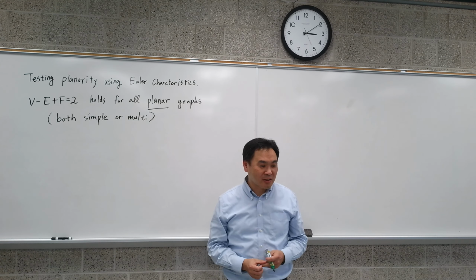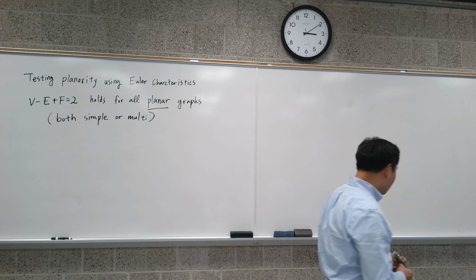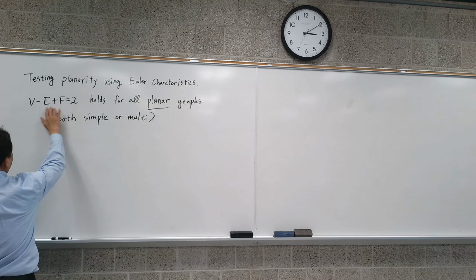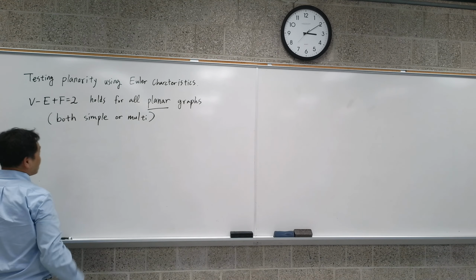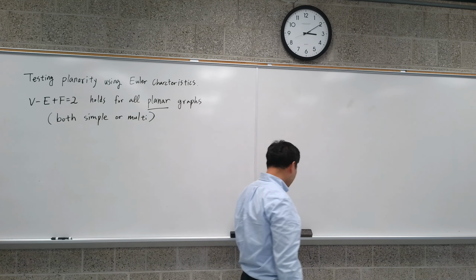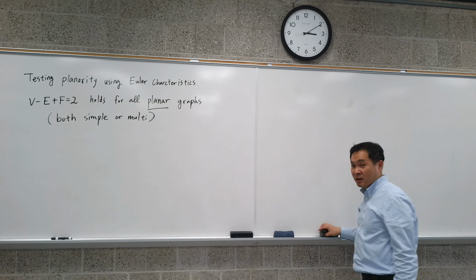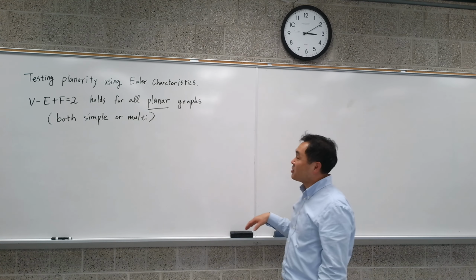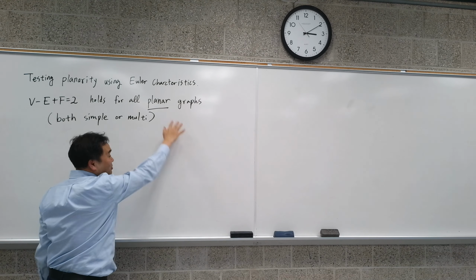But often that's not so easy to see. So instead of that, there's a way to use this identity on a graph to see if it's planar or not. Now, there's a big problem with using this, however. You can only use this if you already know the graph is planar.